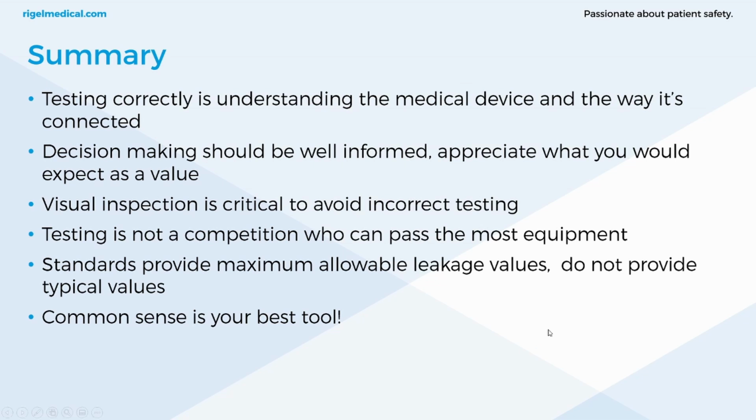So decision making should be well informed. Appreciate what you would expect as a value. And this comes obviously from experience. You're looking at trending, what values you're expecting to see. We can compare values with the same type of instrument and also the year-to-year testing values. Also visual inspection is critical to avoid incorrect testing. We know from the previous webinar that 70% of failures are picked up at this stage. So visual inspection is one of the key areas within the application of electrical safety.